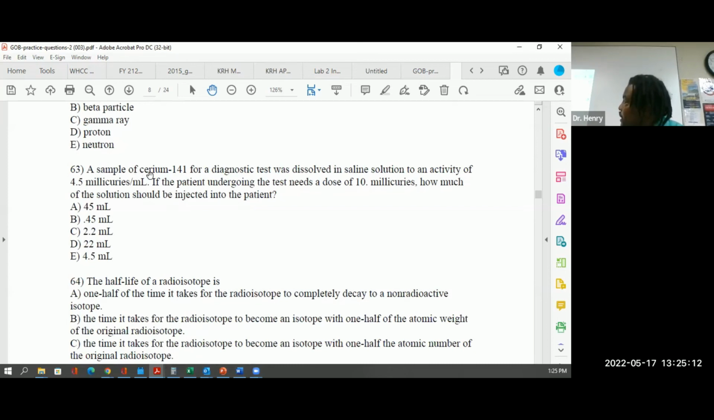So a sample of ceruleum 141 for a diagnostic test was dissolved in a saline solution to an activity of 4.5 millicuries per milliliter. If the patient undergoing tests needs a dose of 10 millicuries, how much solution should be injected into the patient?